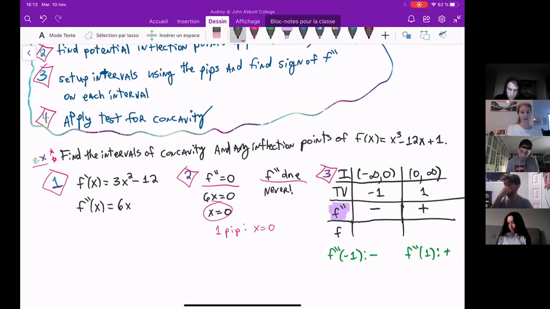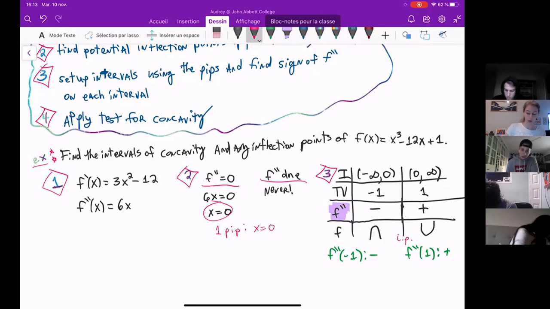And negative, is it happy or sad? Sad. He's sad. And then over here, he's back to happy. Okay. Does concavity change at x equals 0? So that is no longer a pip. It is now an inflection point. So I can conclude, hey, look, concavity changed there. This is an inflection point.